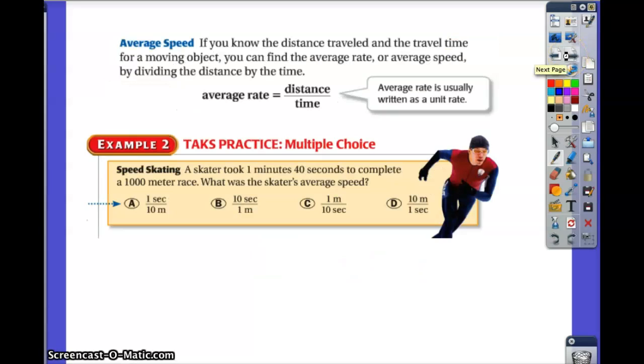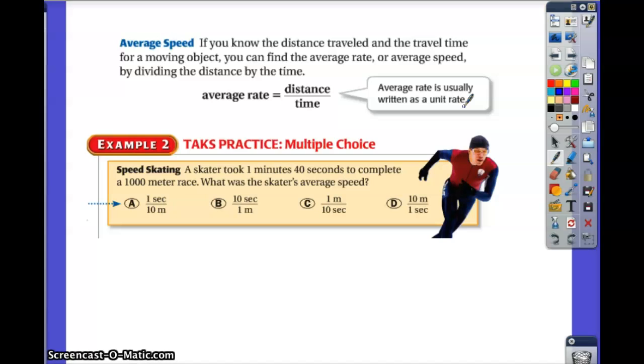Next, let's talk about average speed. If you know the distance traveled and the travel time for a moving object, you can find the average rate or average speed by dividing the distance by the time. So the formula for average rate or speed equals the distance divided by time. And average rate is usually written as a unit rate. So again, with your denominator is 1.